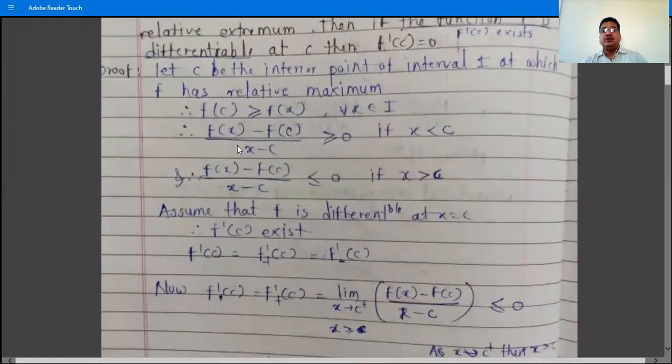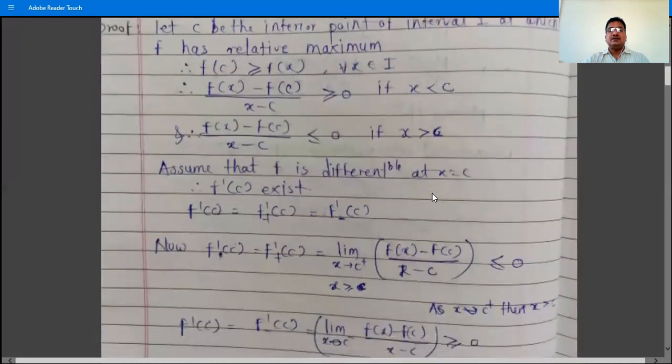Greater than or equal to 0 if x is less than C, that is x minus C is negative. And if x is greater than C, that is x minus C is positive, then negative divided by positive is less than 0, a negative quantity. And if f of x and f of C are both the same, then it is equal to 0. So f of x minus f of C divided by x minus C is less than or equal to 0 if x is greater than C.